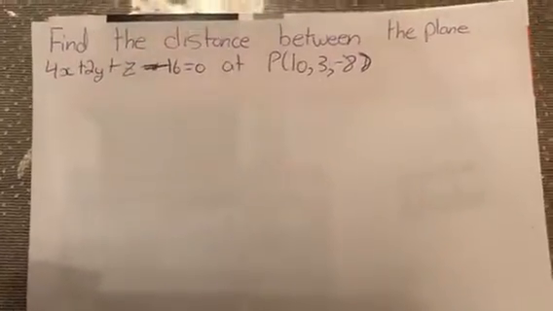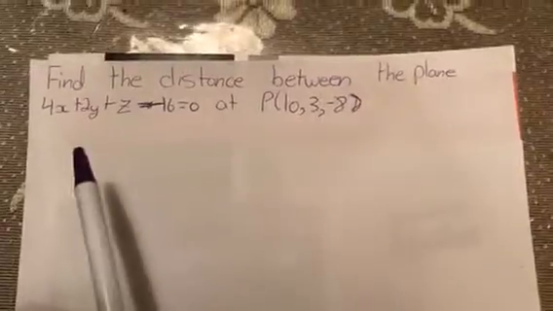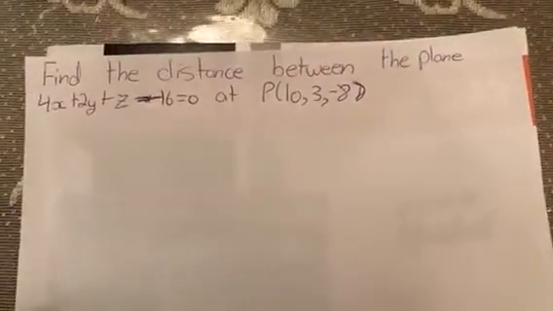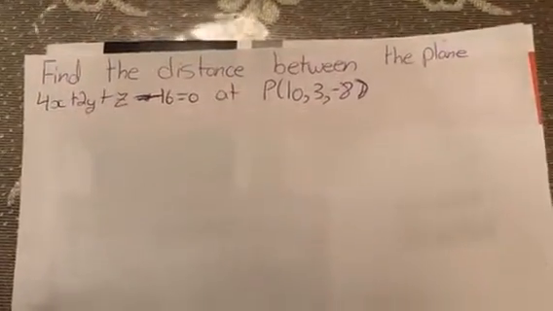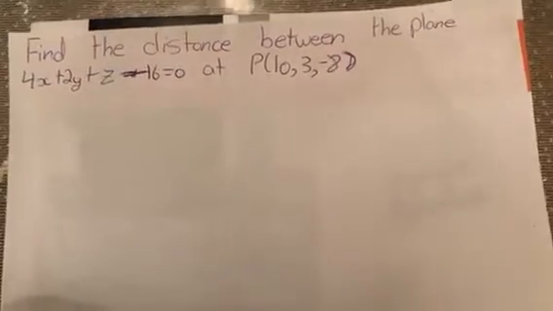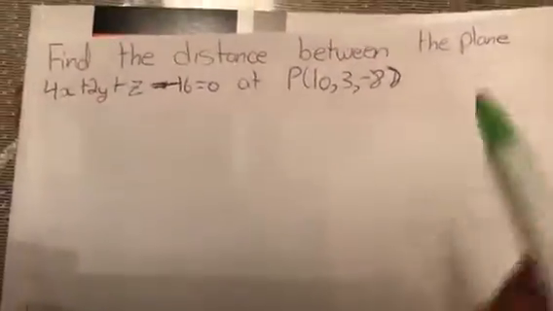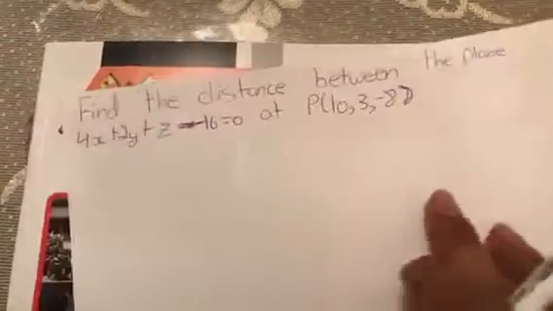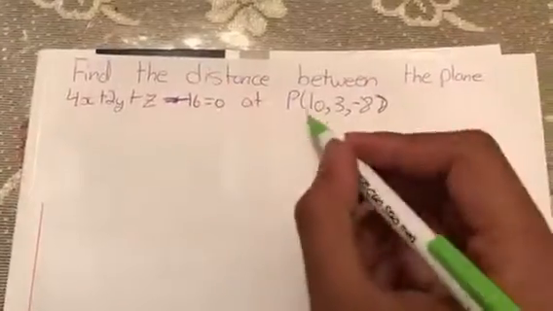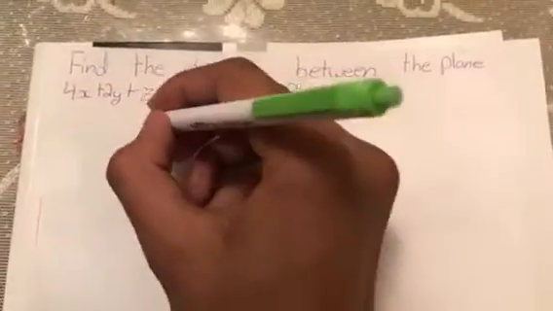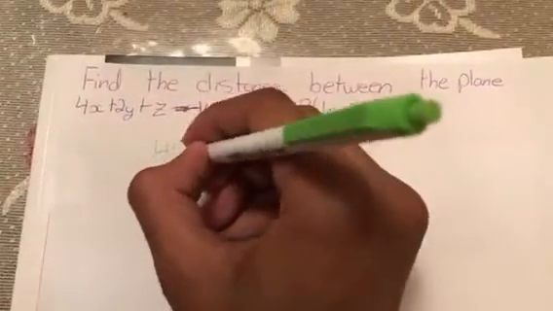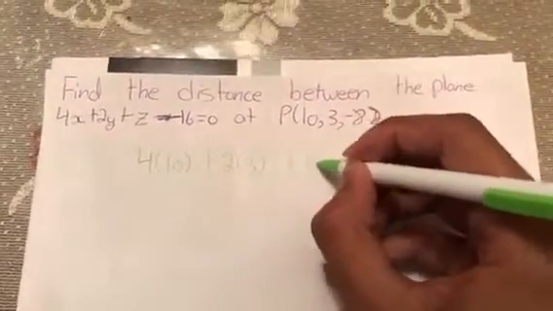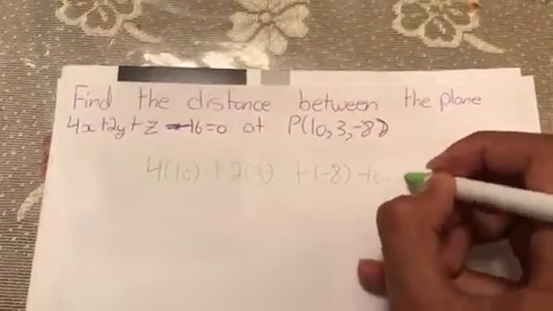In this example, the question asks us to find the distance between the plane, as given by this equation, and a point. So the first thing you do when solving this question is to substitute the point into the equation to see if the point is on the plane. So if I substitute the values in, I get 4 times 10 plus 2 times 3 plus -8 minus 16, which equals 0.